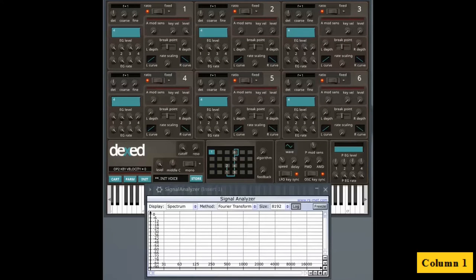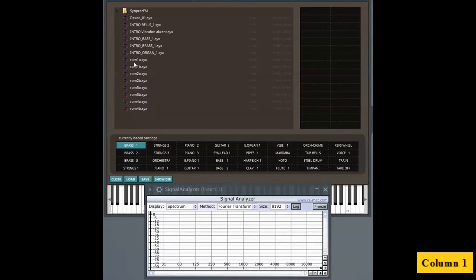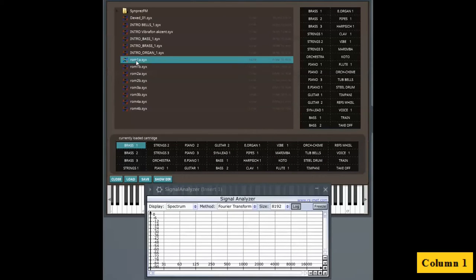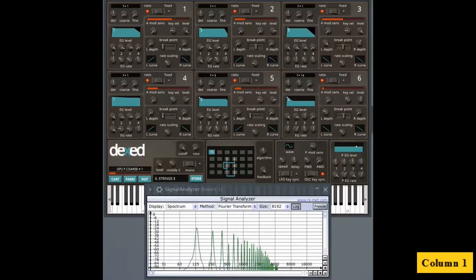Let's have a look at the feedback loop in action in a real preset. I load the preset Strings 3 from the factory preset ROM cartridge 1A. The preset uses algorithm 15. At first, I just turn the amount of feedback up and down.